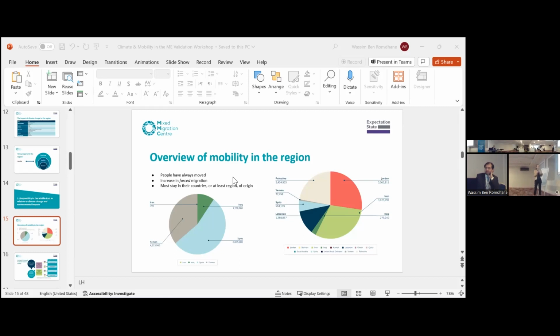Then there's the pull of labour opportunities in the Gulf Cooperation countries. This is a very strong pull for labour.